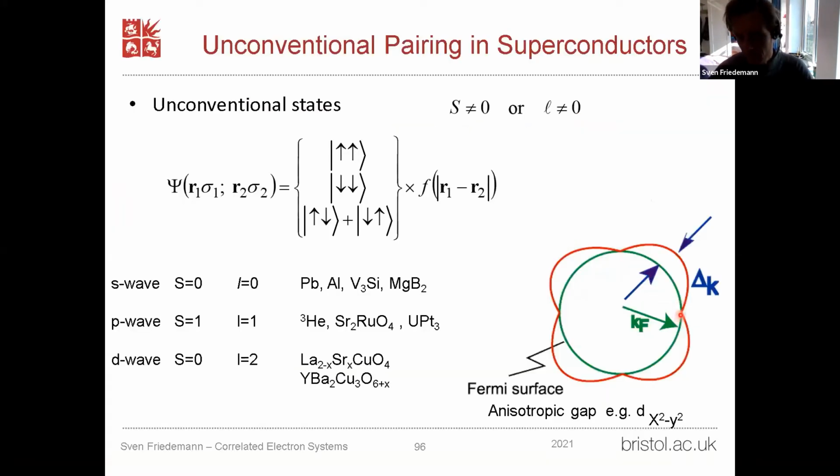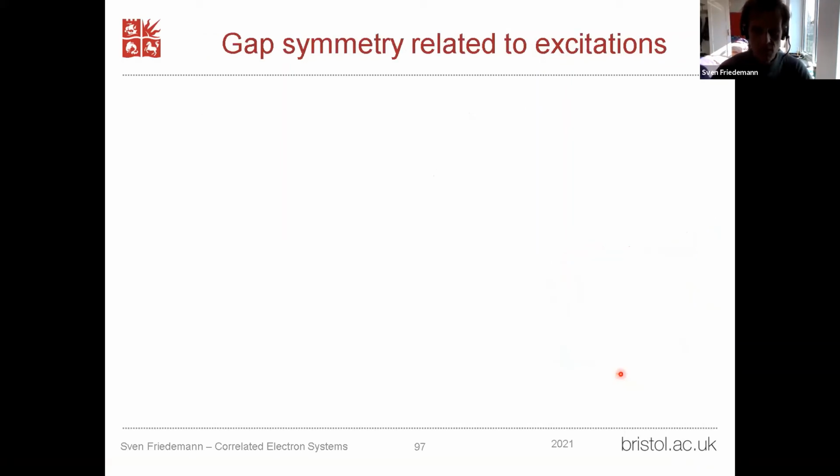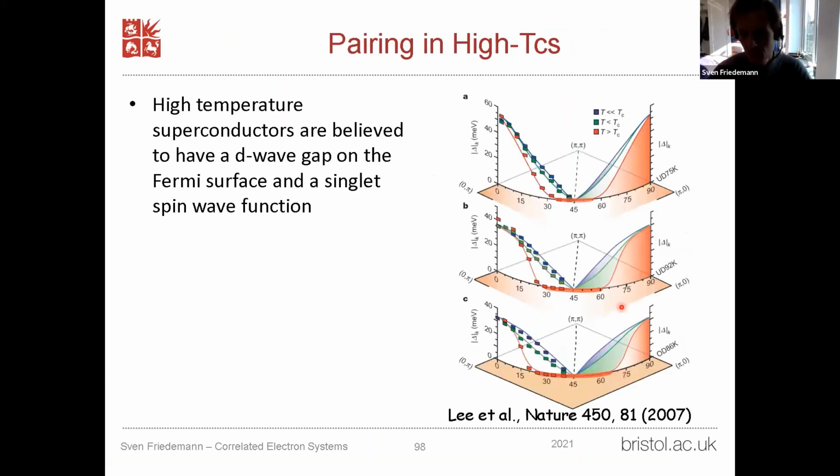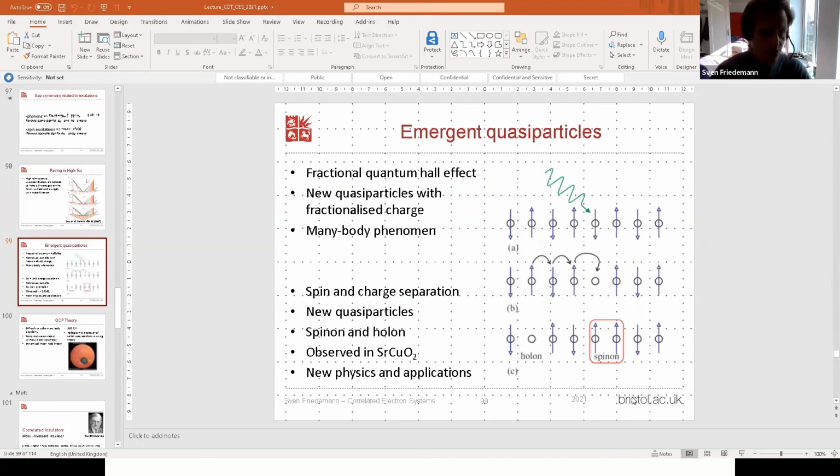The fact that this gap indeed has these nodes here where it is 0 and changes sign has been observed with several experiments. One includes the ARPES measurements, which here show the gap as a function of angle at different temperatures, and quite clearly show that there's a change in the gap's magnitude. There's lots of research going on, which I don't want to go into too much detail right here, because that could be a full lecture series by itself.